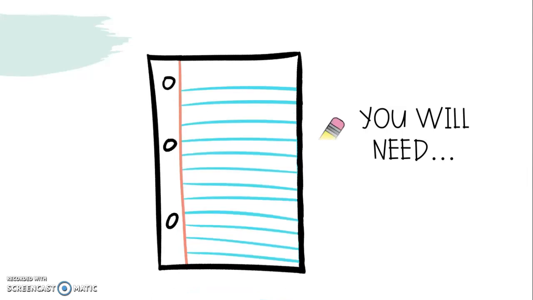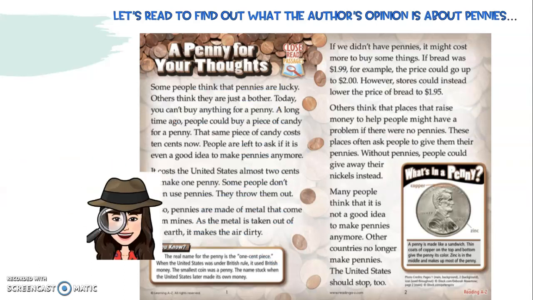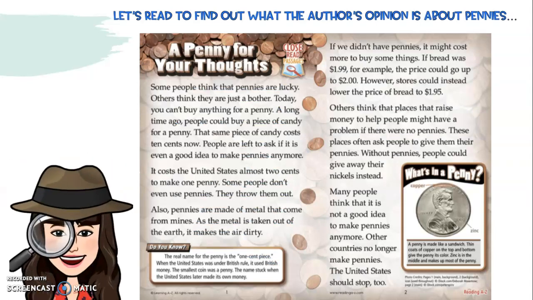Before we get started, you will need a piece of paper and something to write with. Because as I read, I want you to take any notes about what you think the author is trying to tell us about pennies. Let's read to find out what the author's opinion is about pennies. Remember to look for these words and phrases that authors use when trying to persuade us about a certain topic.